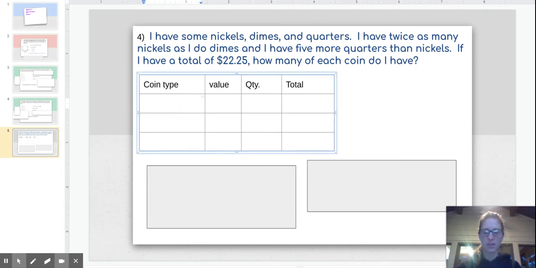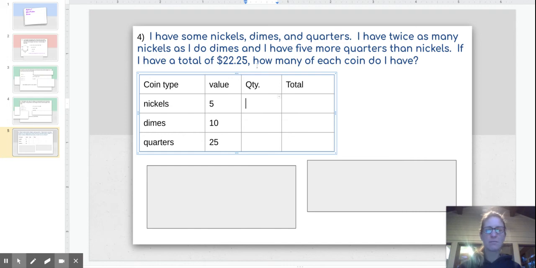So the first thing I'm going to do is write down nickels, dimes, quarters. We can write down their value right away as well. Nickels are worth 5 cents, dimes are 10, quarters are 25. Okay, now I need the problem.